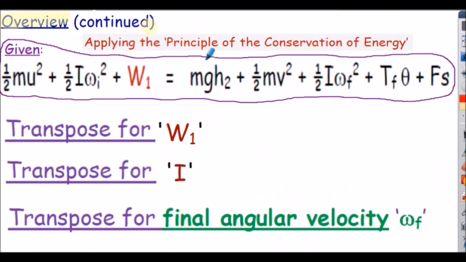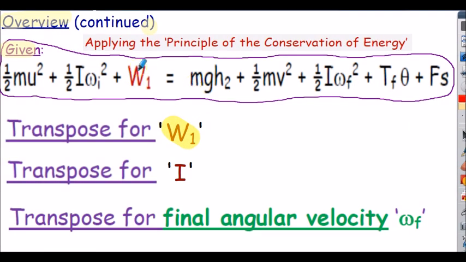Overview continued. We will also use this formula given here. Again, it was generated by applying our principle of conservation of energy, and here we're going to transpose initially for the work into the system labelled W1.